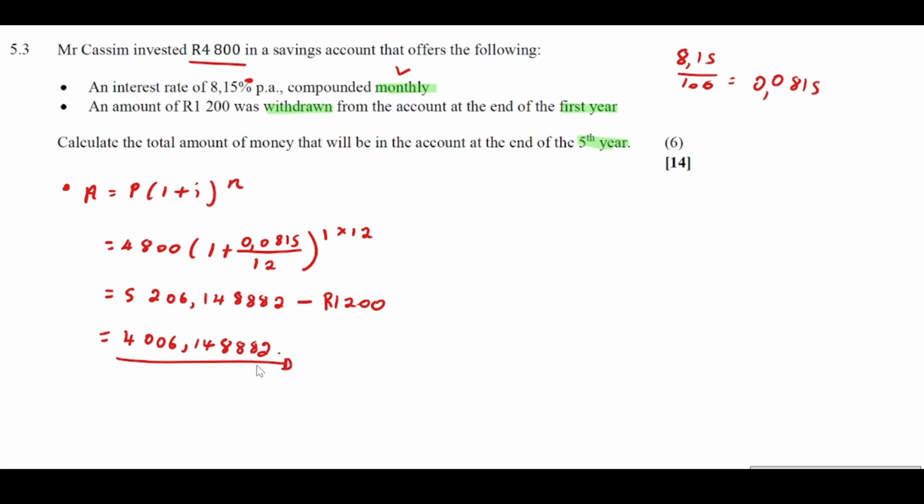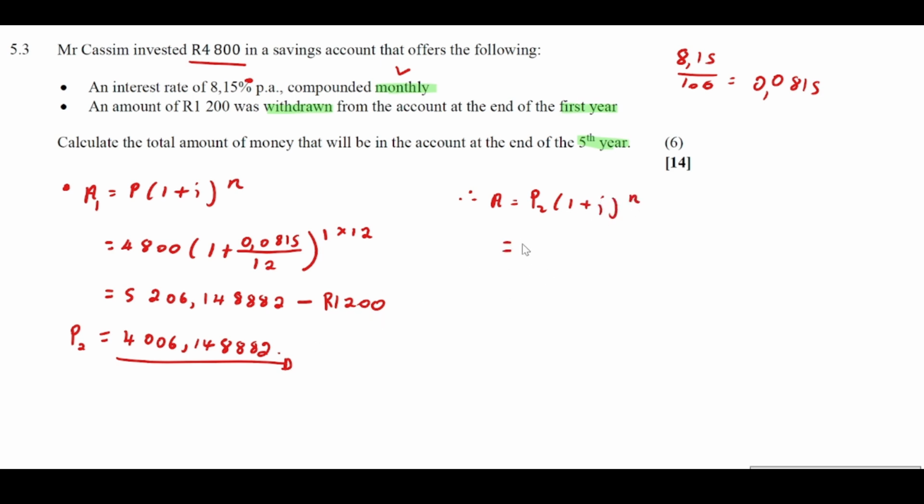So with the money that we have after withdrawal, we're going to calculate the amount of money that we have for the remaining number of years. In this case, this one will become our new P. Let's call this one P2. So therefore, A equals P2 into (1 plus i) all to the exponent of n.